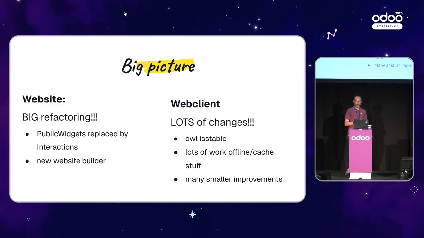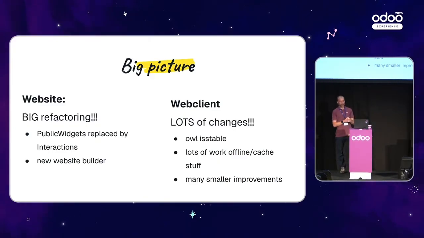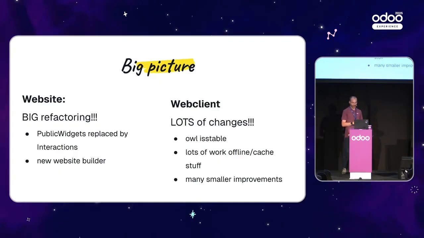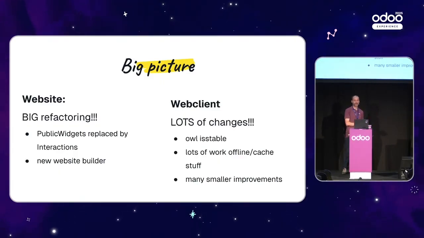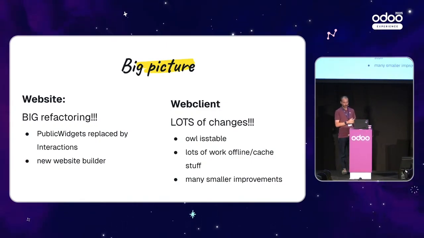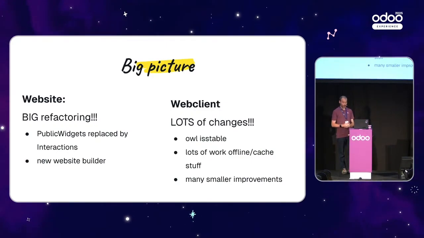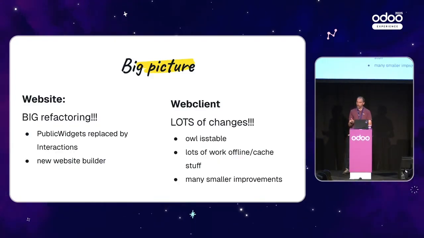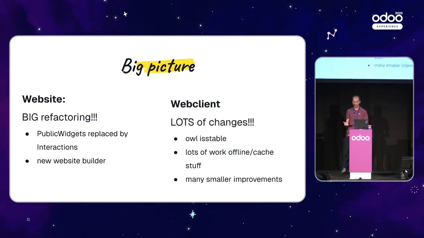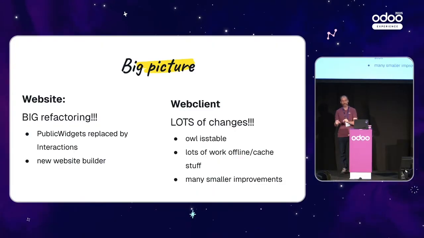We also rebuilt the website builder. That's fun. We remade the website builder in OWL. I'll talk about that. So that's on the website. Basically, the JavaScript part of the website has been done entirely from scratch, almost. Then the web client: we had many changes, but not in the OWL layer, at least, that's good news. This one didn't change much, so if you have an OWL application, at least you don't have to change too much on that part.